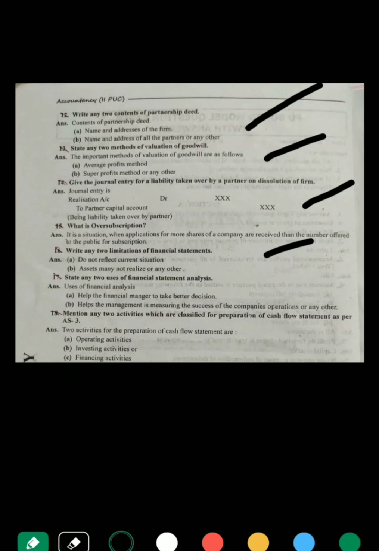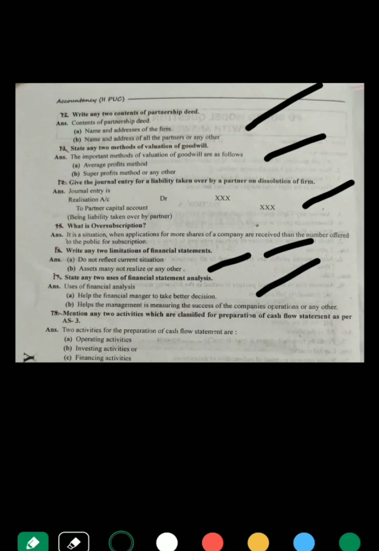Write any two limitations of financial statement: do not reflect current situation, assets may not be realized, or any other. State any two uses of financial statement analysis: it helps the financial manager to take better decisions. The second use: it helps management in measuring the success of the company's operations, or any other.